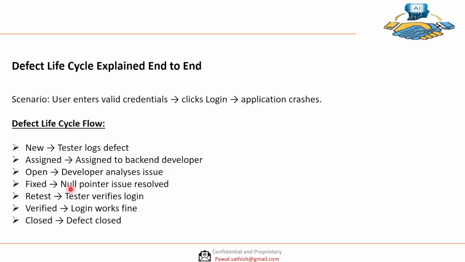Next, the developer analyzes the issue, finds a null pointer issue, and resolves it. He fixes the defect and deploys it to the QA environment. Then QA retests it and the tester verifies the login feature again. Once the tester verifies that the login feature is working fine, he changes the status to closed or resolved. This is the entire defect life cycle.